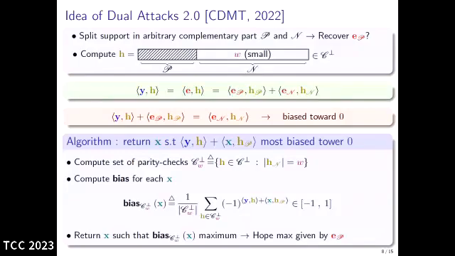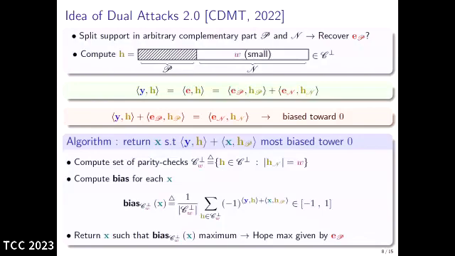And so what is our algorithm? Basically, we will make an exhaustive search. We will compute for every X the bias of this quantity, and we will just return the X such that this quantity is the most biased towards zero. And we will hope that this maximum is given by EP.